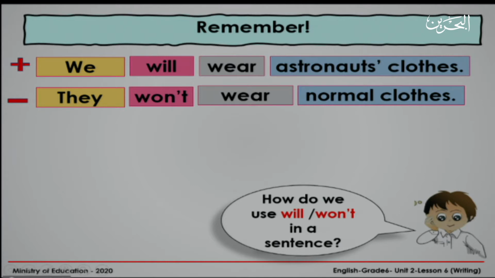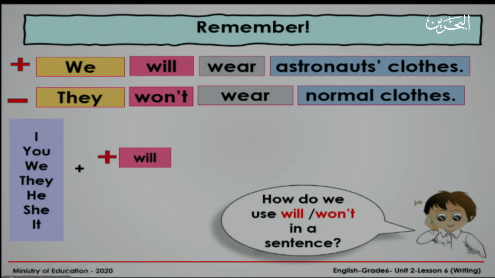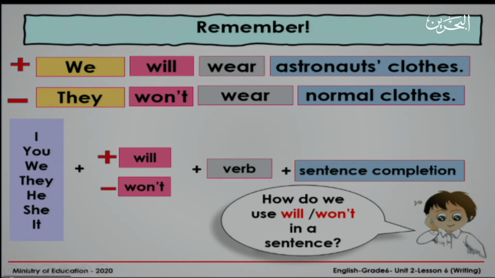How do we use will or won't in a sentence? First of all, we need to put the pronoun I, you, we, they, he, she, or it, plus will for the positive sentences and won't for the negative sentences, plus the base form of the verb, plus sentence completion. And at the end, don't forget to put the full stop.